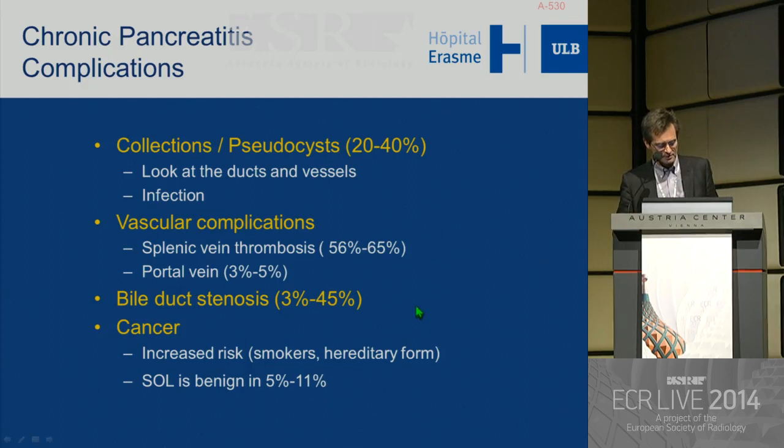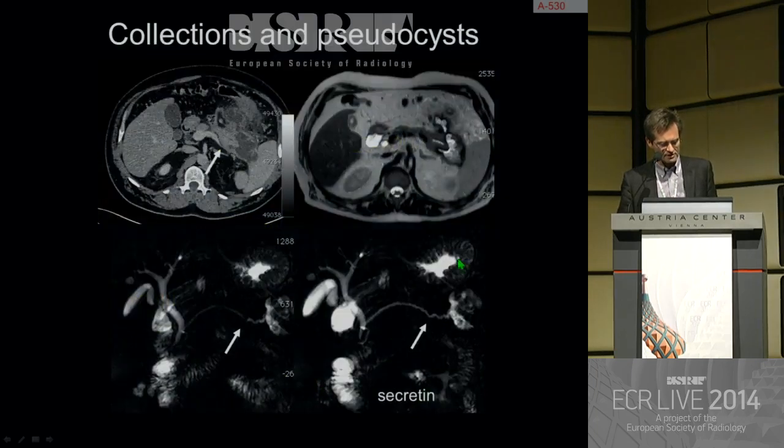Bile duct stenosis may occur in 3 to 45% of the cases, and still the major dilemma, which is not solved at all, is the differential diagnosis with cancer. We know that there is an increased risk of cancer development in chronic pancreatitis patients, particularly those who are still smokers and in the hereditary forms. Still, we should remind that a space-occupying lesion in the setting of chronic pancreatitis is benign in 5 to 11% of the patients. Just a few examples here.